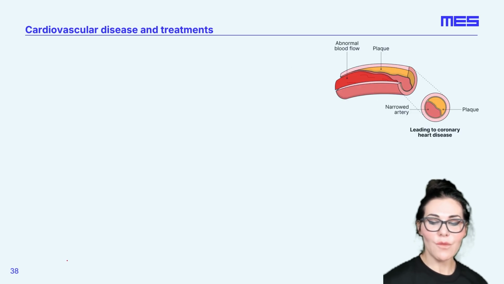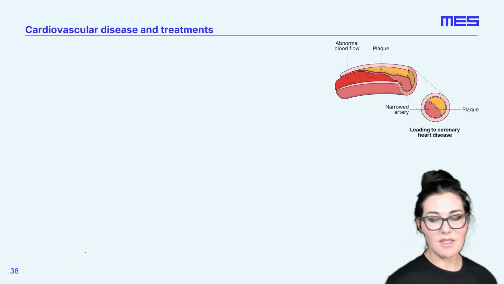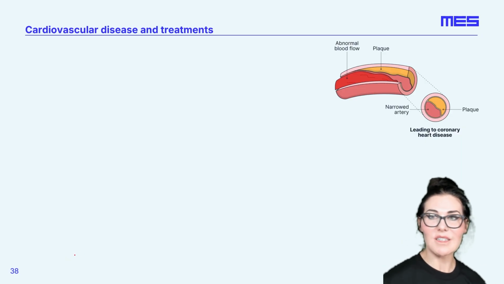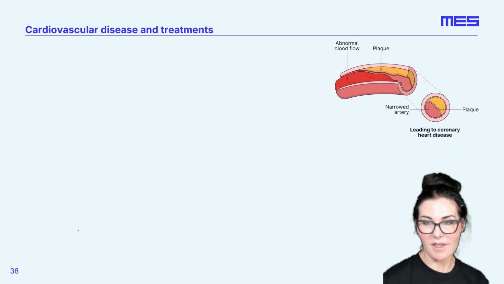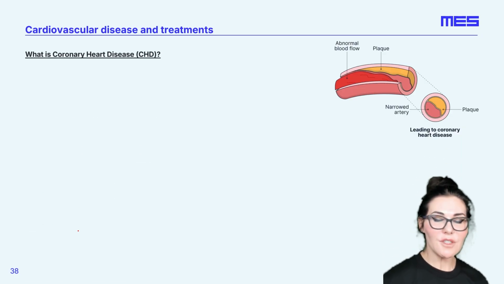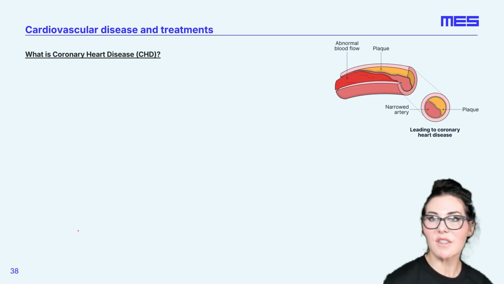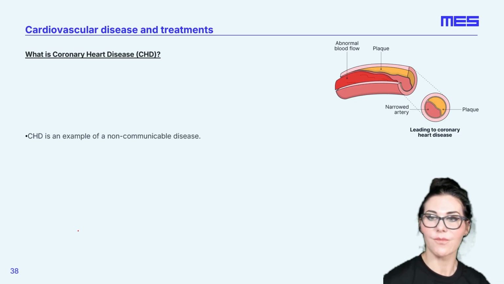We're going to move on in our last bit of the cardiovascular system topic area. We're going to look at diseases of the cardiovascular system. So the cardio meaning heart, vascular meaning vessels, and also how we treat them in this kind of current day and age. First of all, let's address, well, what is coronary heart disease, or CHD?